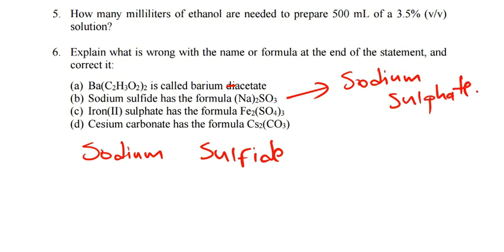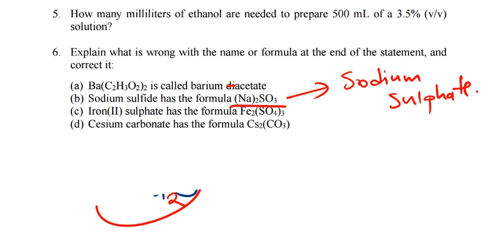Now, if we're talking about sodium sulfide, it's a different issue. It involves sodium and sulfide. Sulfide should be in group 6, so the formula here becomes Na2S, sodium sulfide. So the formula given is sodium sulfate. That's the error. For sulfide, it's this.